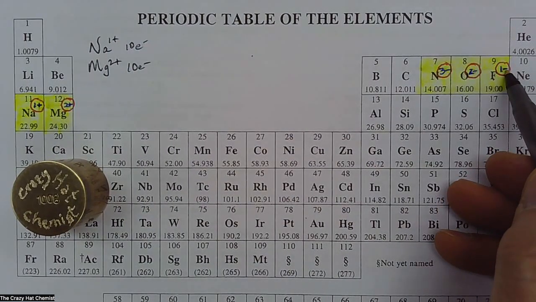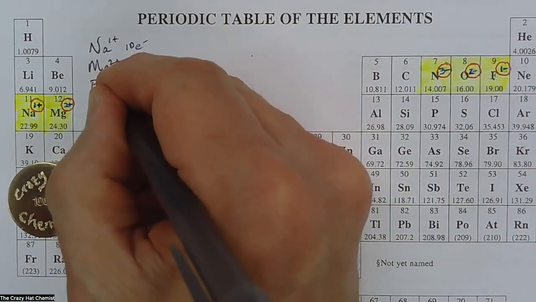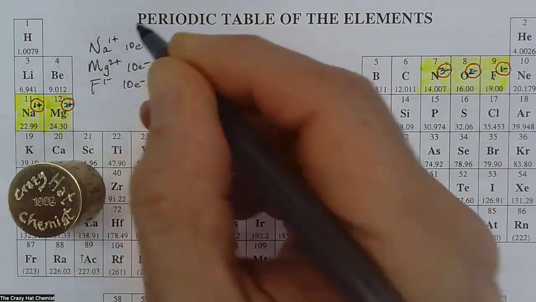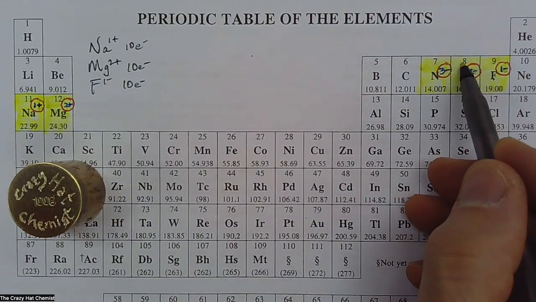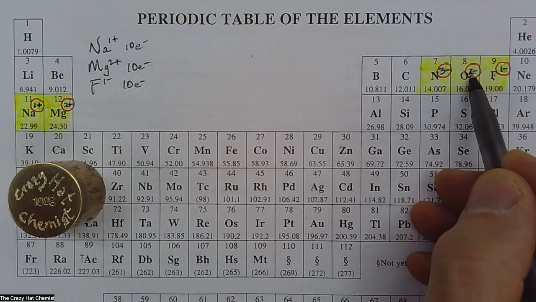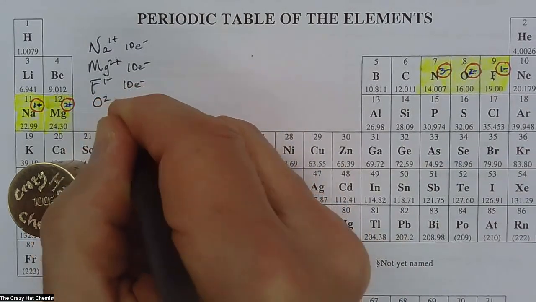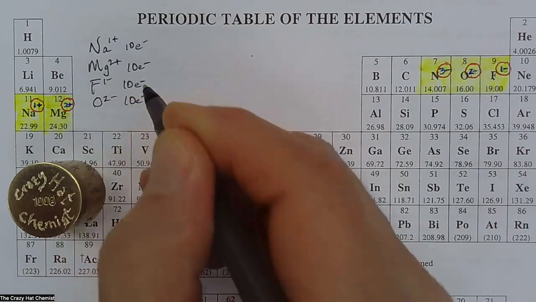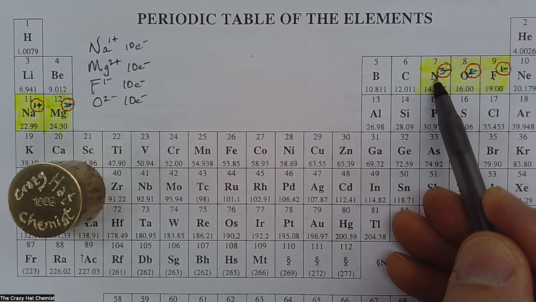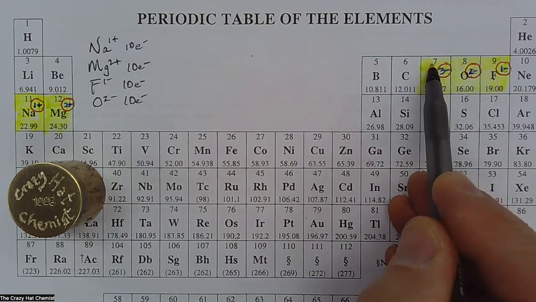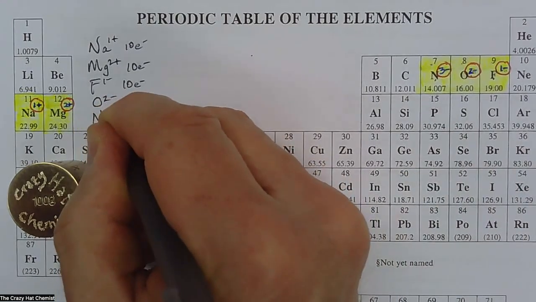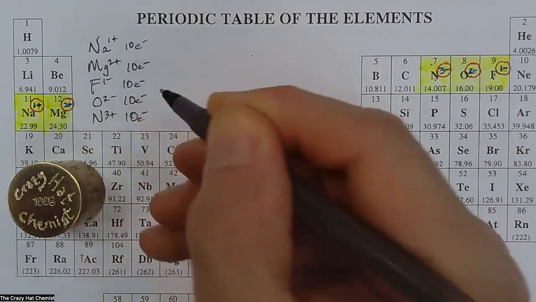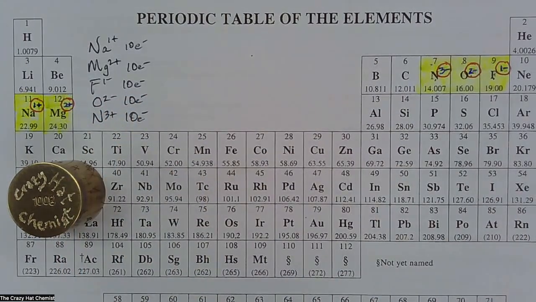Fluoride ion has gained 1. So 9 plus 1, that's 10. So fluoride ion, 10 electrons. I'm thinking that you're already seeing the pattern here. Oxide ion, it had 8 electrons. It's gained 2. That's a total of 10 electrons for the oxide ion. Nitride ion has 7 electrons and it has gained 3. So the nitride ion has what? 10 electrons. Oh my gosh, this is an amazing thing.